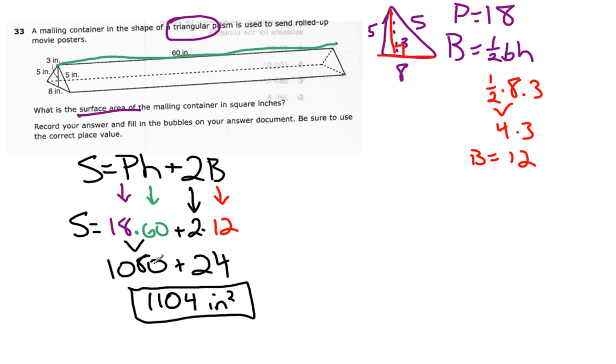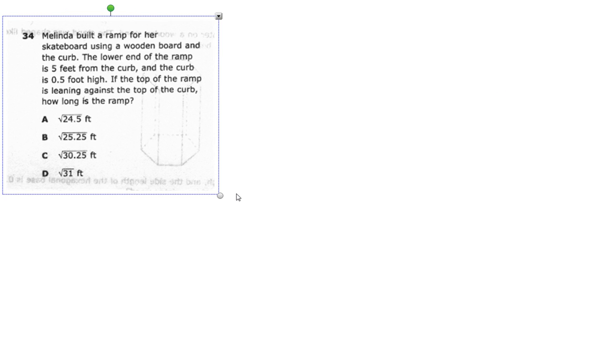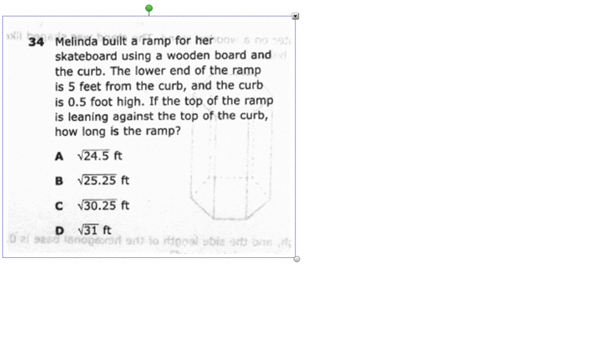Not so bad, just takes a little bit of work. Alright, just 3 more. We're almost there. And only one of them is tricky. I promise. Alright, Melinda built a ramp for her skateboard. Miranda's a cool kid and skateboards.